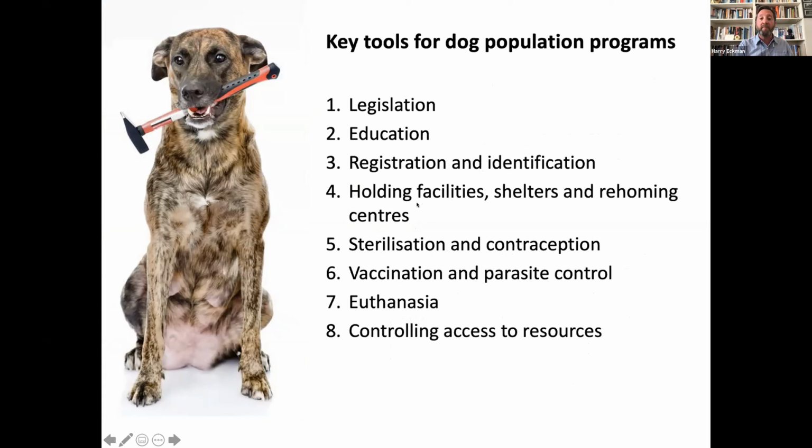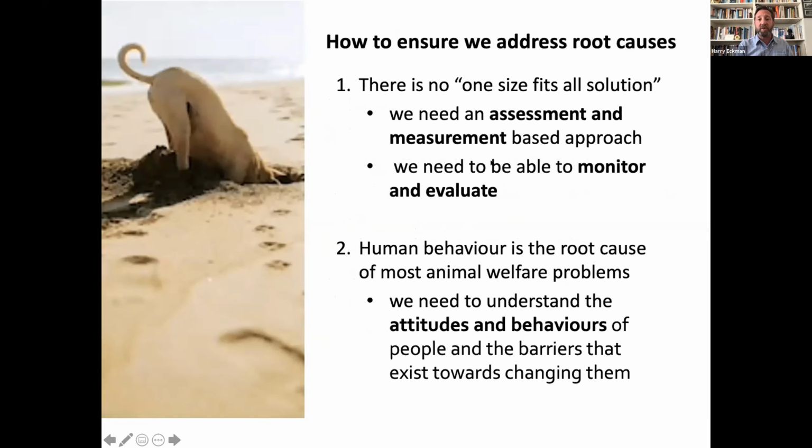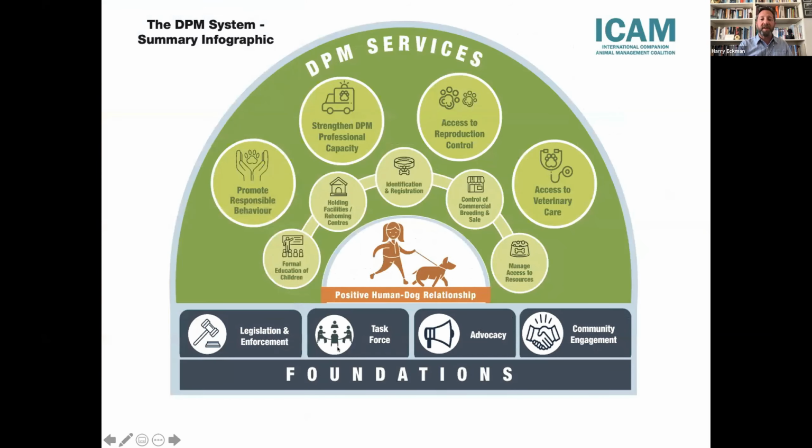You have to work out which proportion of each of these things is going to have the biggest effect, based on the no one size fits all solution and understanding each situation. And so there are some things that are a foundation. They're essential. If you're going to deal with dogs, then you need legislation. You need a task force. You need a group of people who are going to deal with it. Could be municipalities, could be government, could be local animal welfare groups. You need advocacy. So you need the community on your side. You need people to know about what you're doing and be engaged with it.